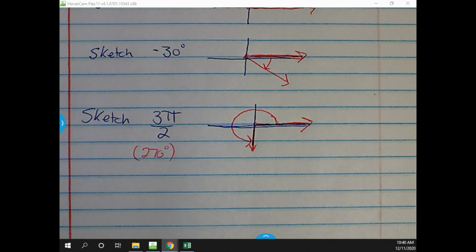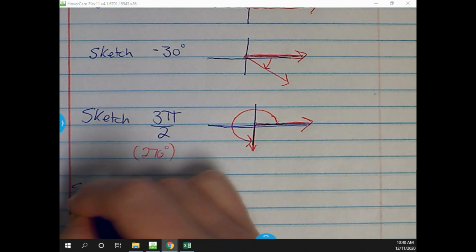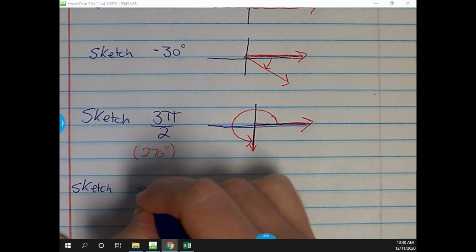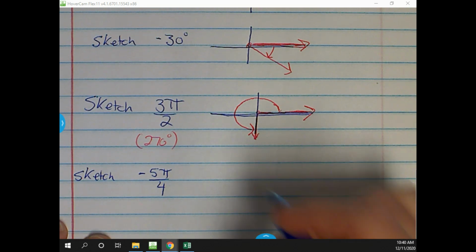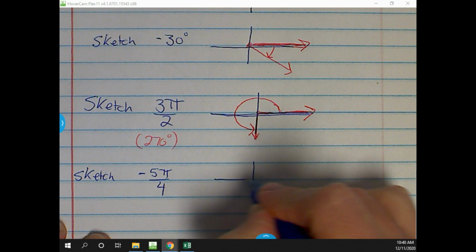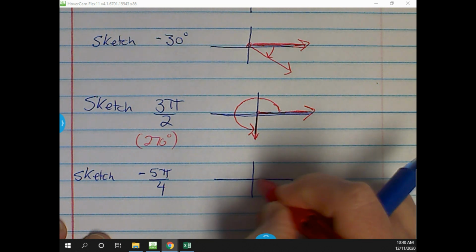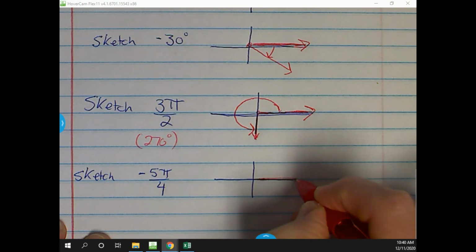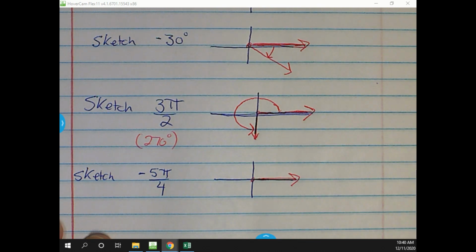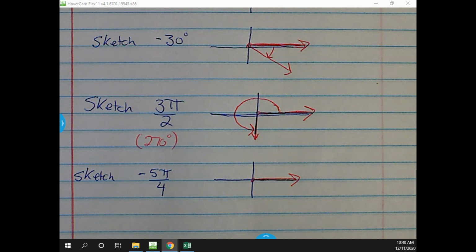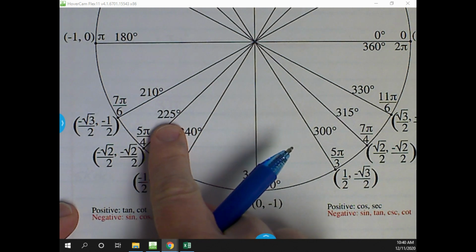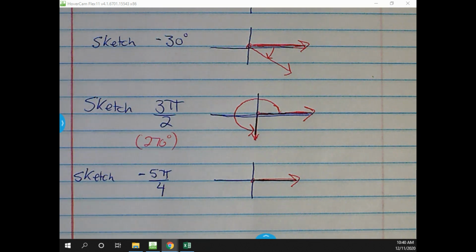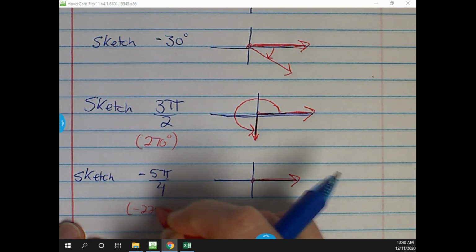All right, let's give you one more of those. Let's do a negative here. Let's sketch negative 5 pi over 4. Okay, and again, go ahead and draw the initial side because we know that has to be there. And again, if you're not sure exactly where it is, go in and find 5 pi over 4 on your unit circle. That's right here. That's the same thing as 225. And since it's negative, well, that just means it's negative 225 degrees.